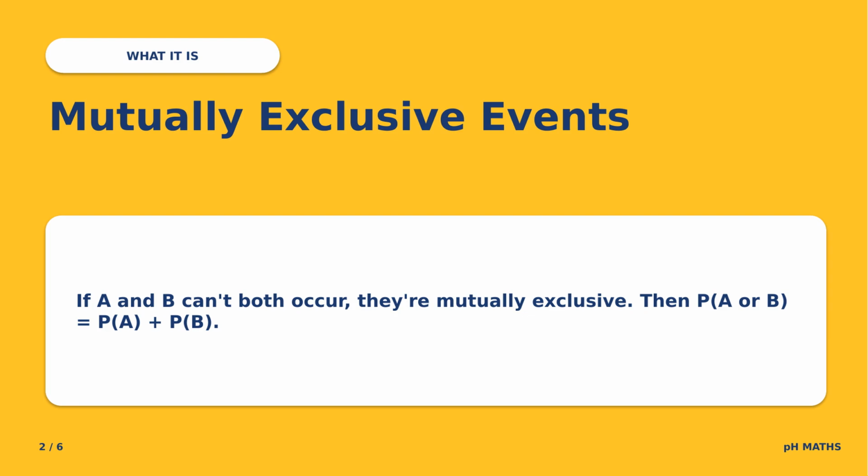When events are mutually exclusive, the probability of A or B happening is just the probability of A plus the probability of B. Direct addition. No overlap to worry about.